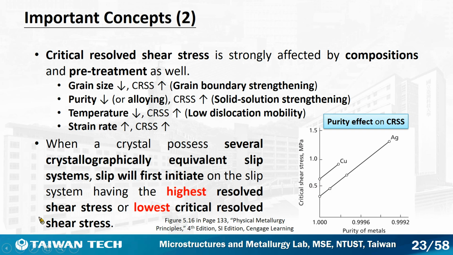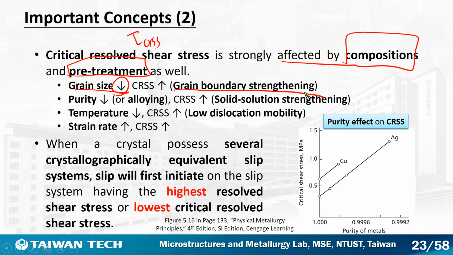And for a more important concept, we can know that the critical resolved shear stress, tau CRSS, is strongly affected by the composition and the pretreatment. For example, when grain size decreased, we will have grain boundary strengthening, and the material becomes stronger, so tau CRSS will increase. And with more impurity, it means that with the alloying process, we will have the solid solution strengthening, so tau CRSS will increase.